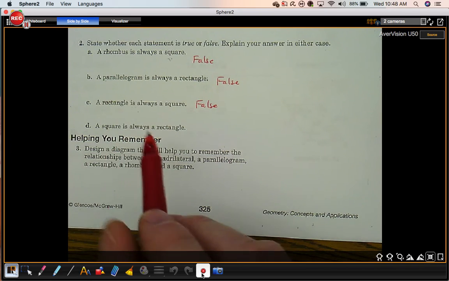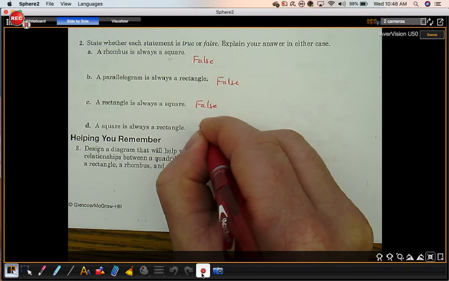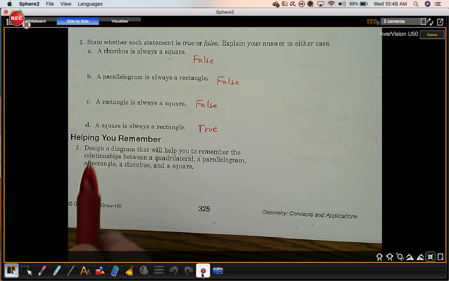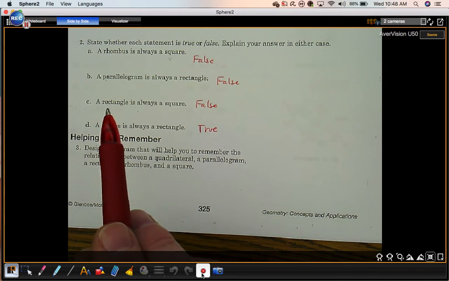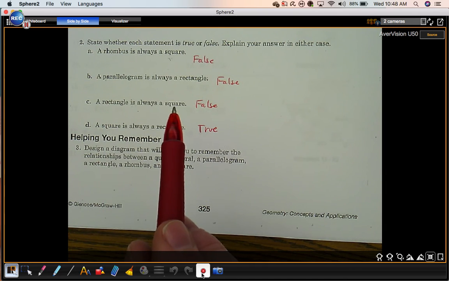Part D, a square is always a rectangle. There you go. That's true. Squares always have 4 right angles. A shape with 4 right angles doesn't have to have 4 congruent sides.